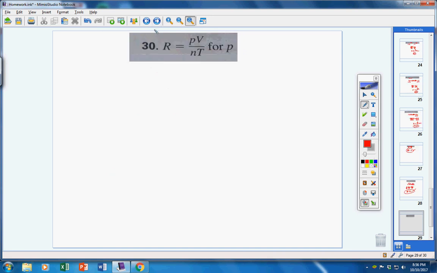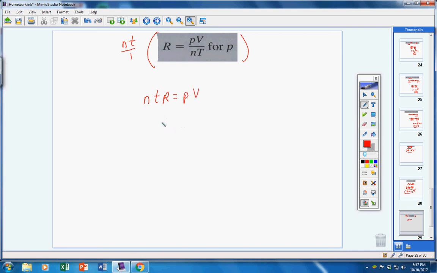Number 30. Step 1, simplify both sides. Next, eliminate fractions. Okay, so we are going to have to eliminate fractions. My denominator is nt, so I'll multiply everything by nt over 1. Alright, nt times r is nt r. nt times pv over nt, your nt's would cancel, leaving you with pv over 1 or just pv.